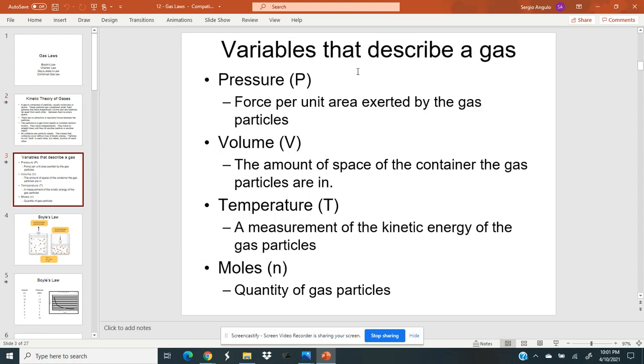Next slide is on variables that describe a gas. We talked about pressure in chapter 13. Letter P is going to stand for pressure, and it's the force per unit area exerted by the gas particles.